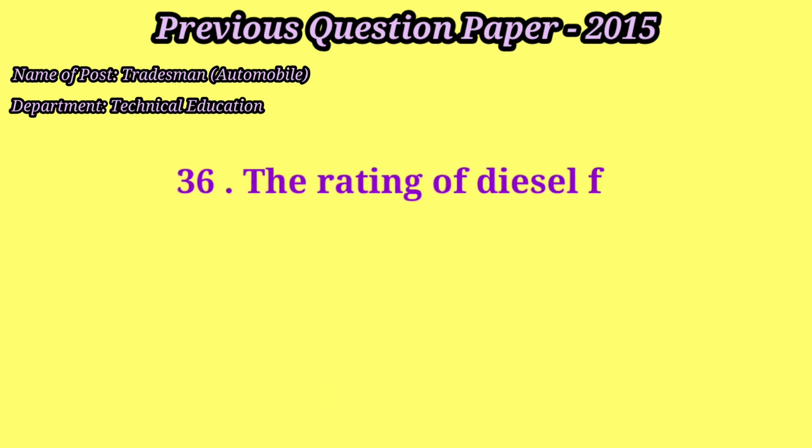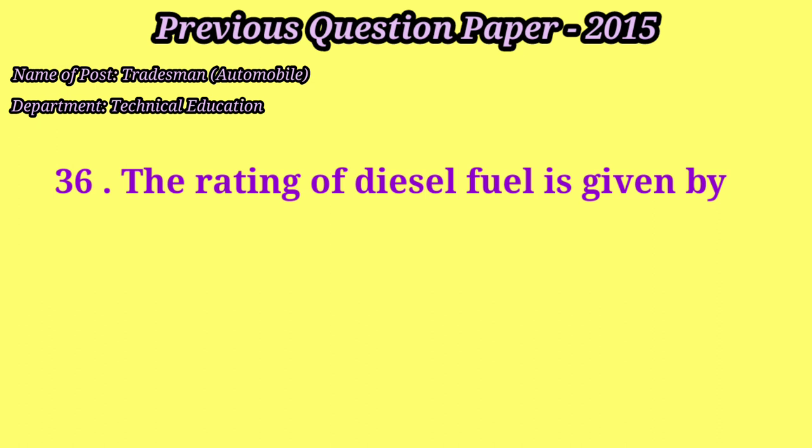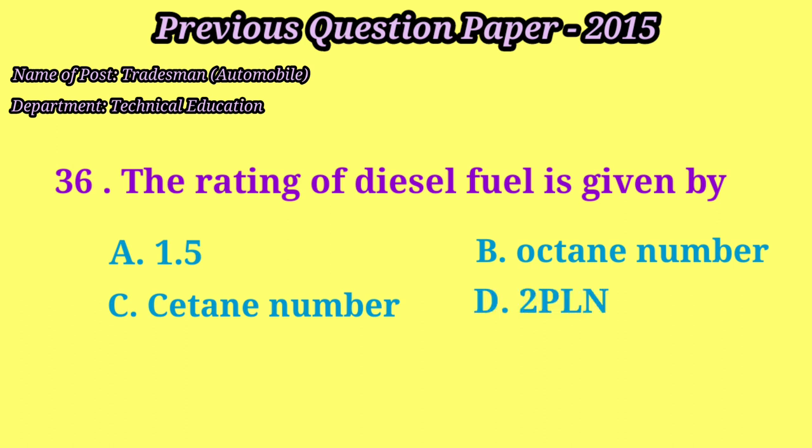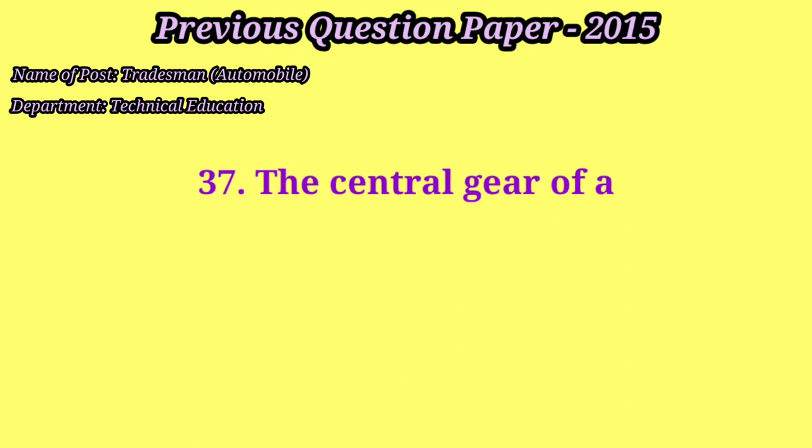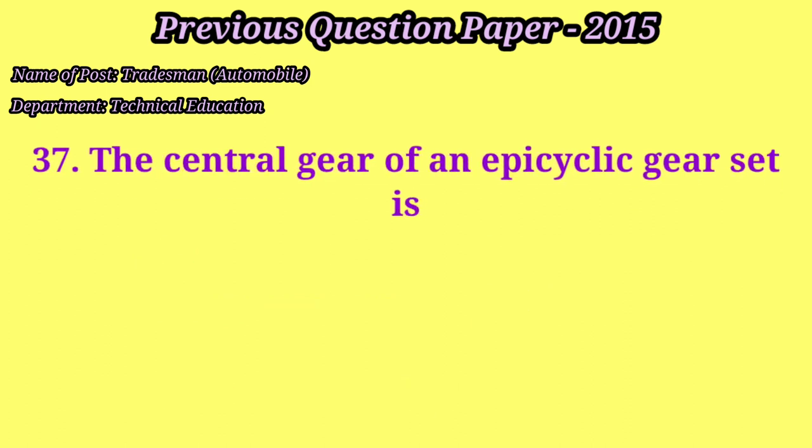36. The rating of diesel fuel is given by: A. 1.5. B. Octane number. C. Cetane number. D. 2PLN. Answer: Cetane number.